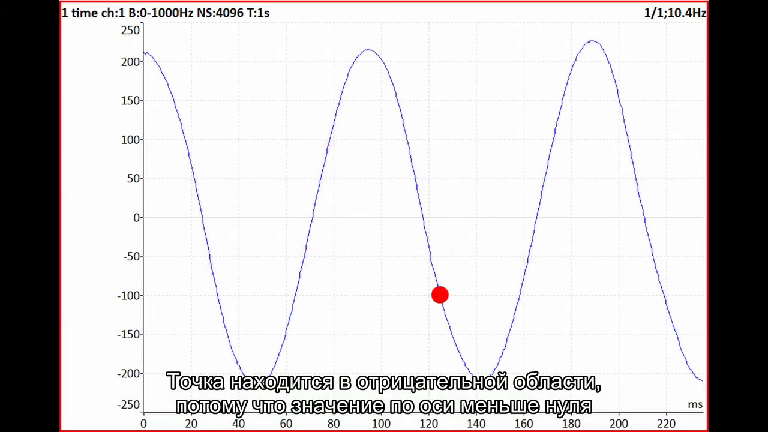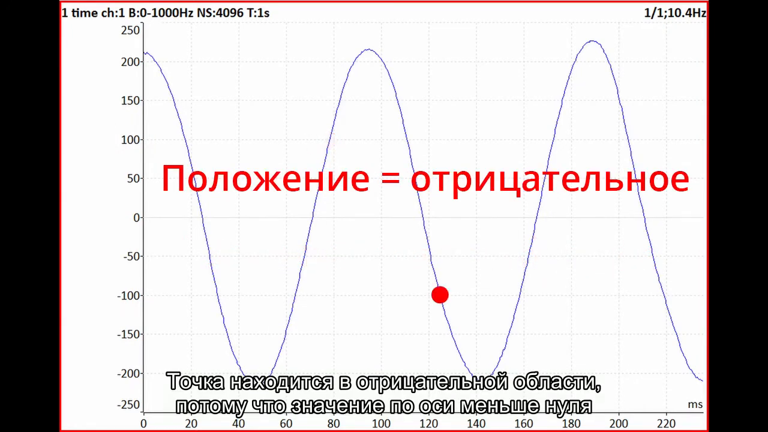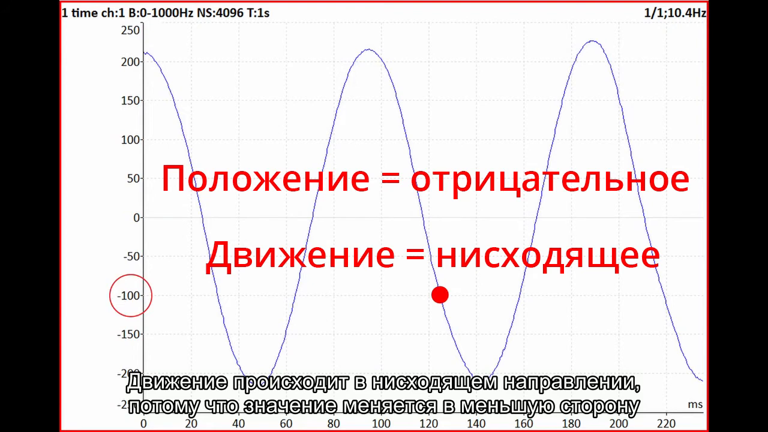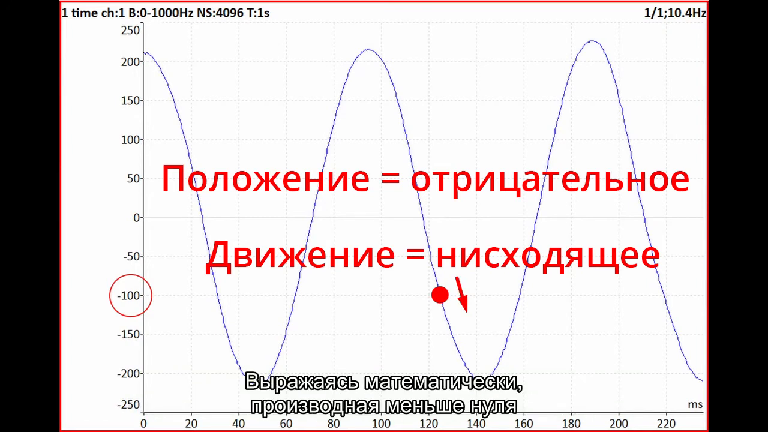The position is negative because the value in the graph is less than 0. The movement is negative because the value change is downward. In math words, the derivative is less than 0.